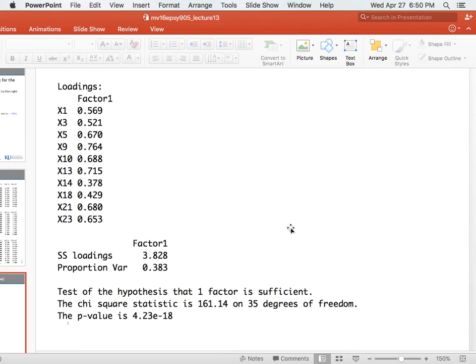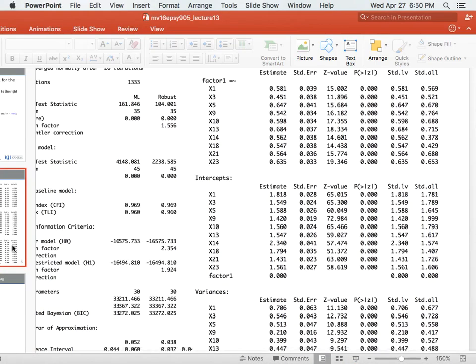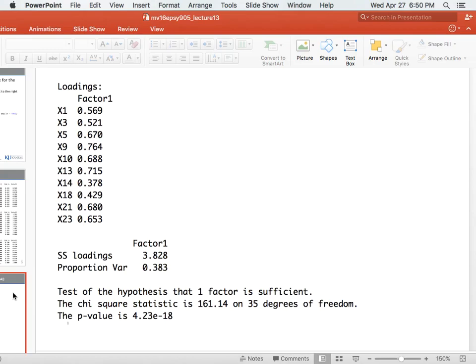These factor loadings are identical to the standardized factor loadings over here. Here are the factor loadings of standardized.all: 0.569, 0.521. If I flip back to the previous slide, 0.569, 0.521. We are doing the same thing. It's the same likelihood function.